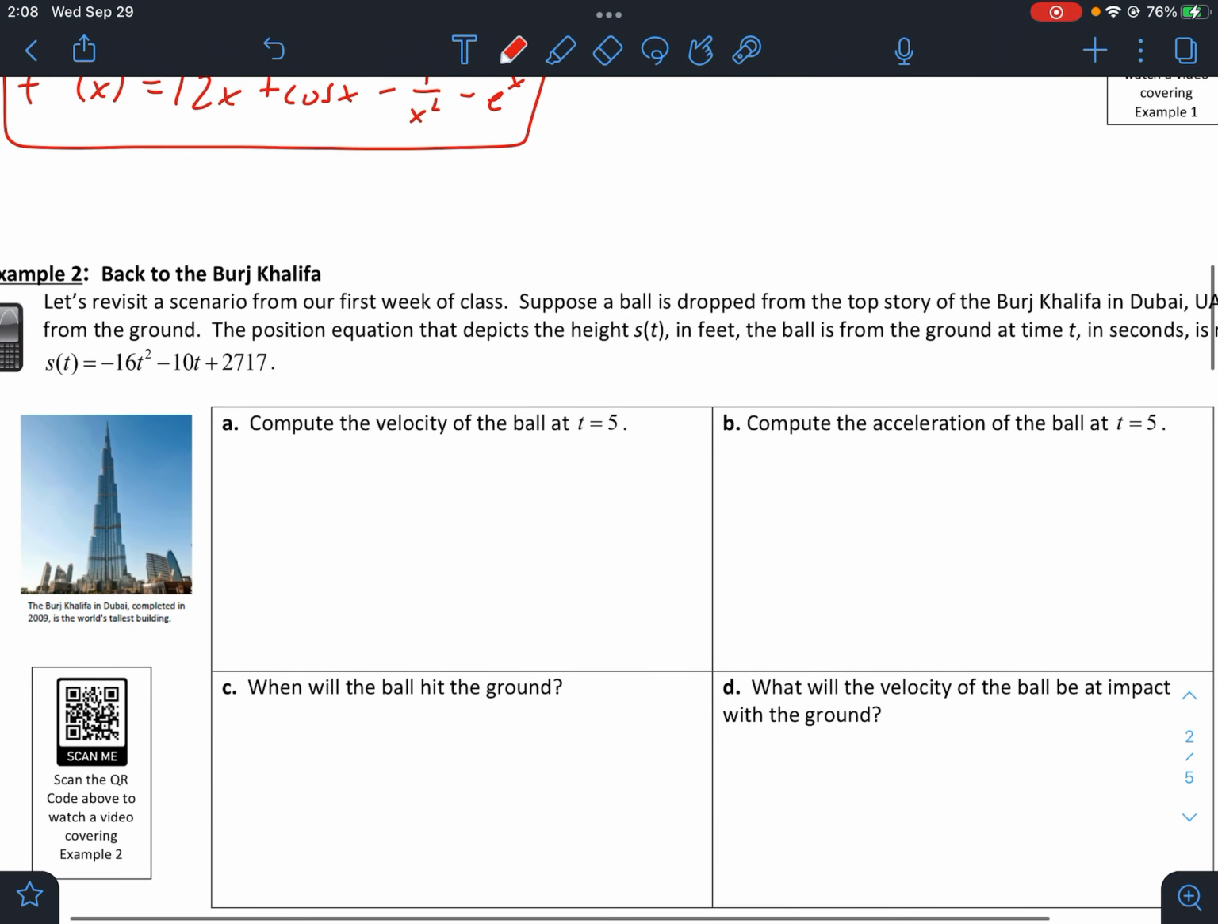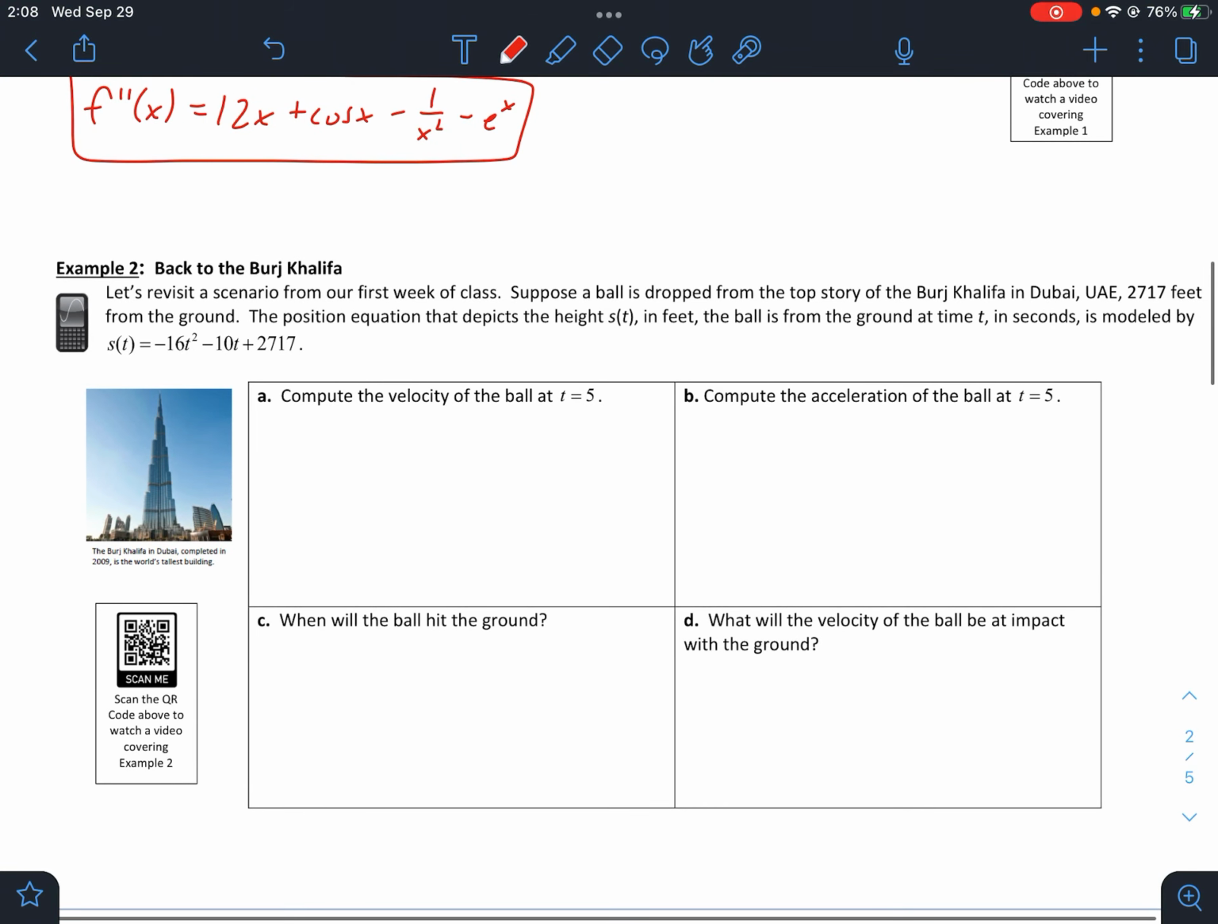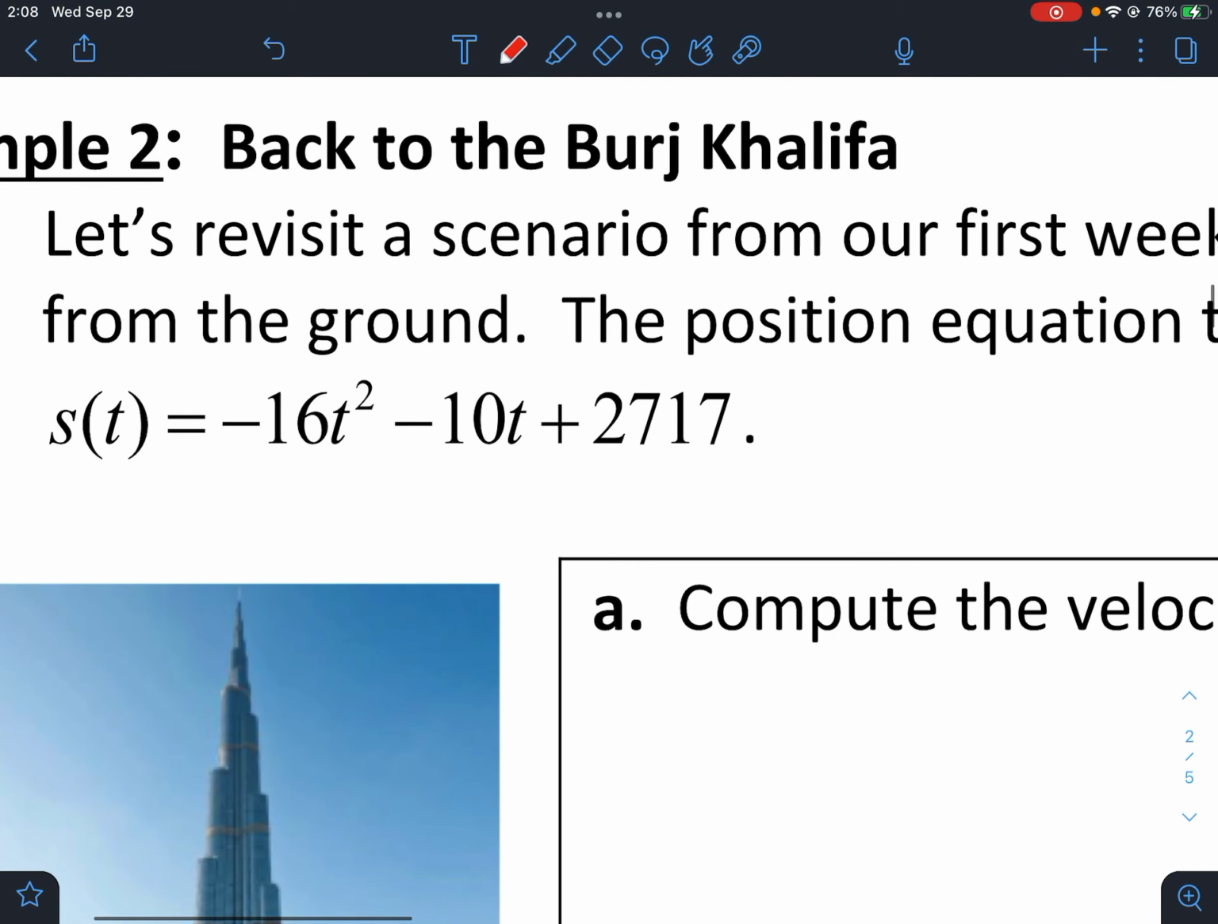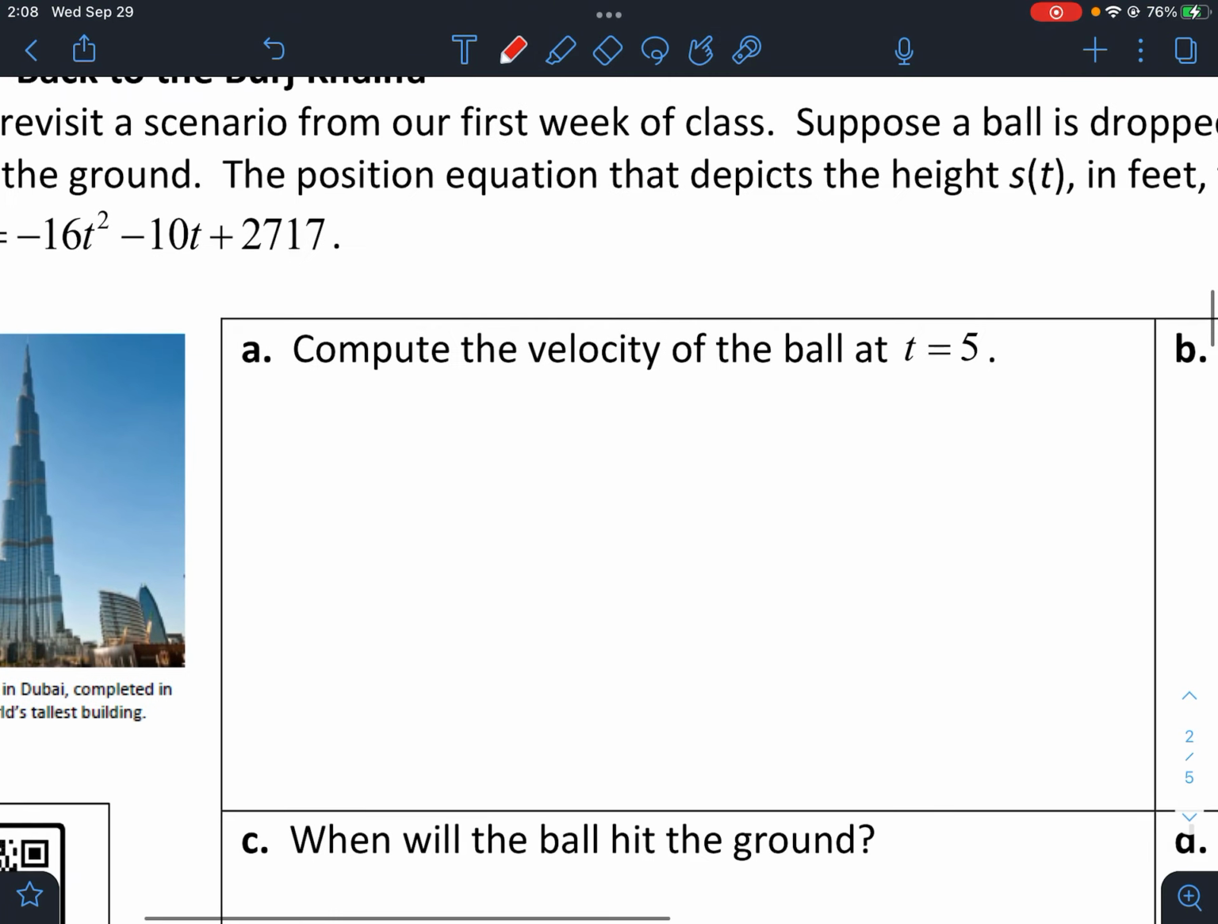All right, back in chapter 1, we talked about this Burj Khalifa building and a couple examples. We're going to revisit this scenario right now. Suppose a ball is dropped from the top story. And don't try this at home, kids. A ball is dropped from the top story of this building 2,717 feet above ground. The position equation that depicts the height s of t in feet, the ball is from the ground at any time t, is modeled by this equation here. S of t equals negative 16t squared minus 10t plus 2717. Obviously, the 2717 being the initial height of the ball.